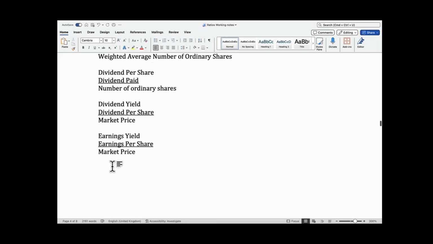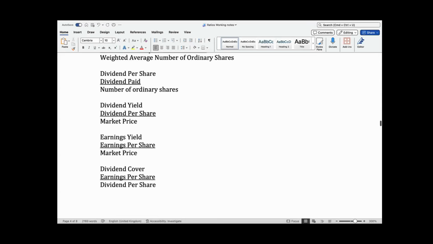Also, there is dividend cover. And dividend cover is, how many times can your earnings pay your dividend? That's earnings per share. How many times can your earnings pay your dividend? Earnings per share divided by dividend per share.